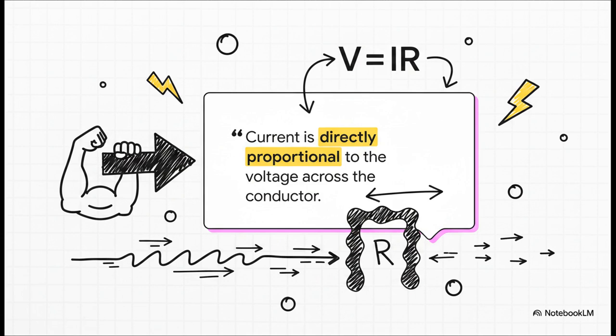This elegant, ridiculously simple equation eternally links our three main players. It tells us that if you increase the push, the voltage, you naturally get more traffic, the current. But if you increase the resistance, that traffic is going to slow down. It is the ultimate perfect balancing act of our invisible highway.